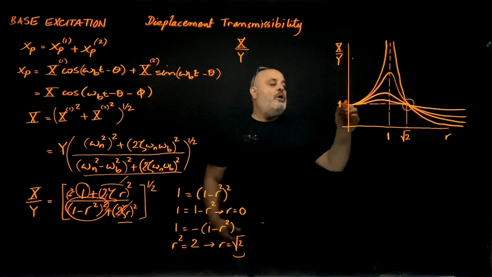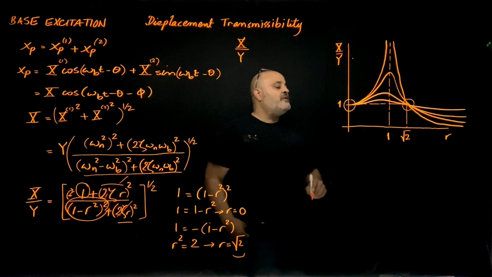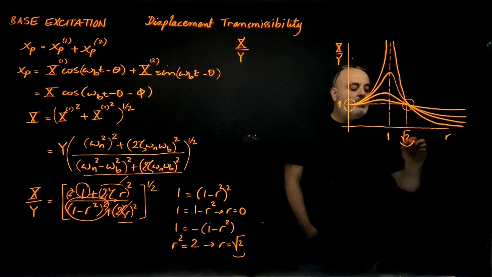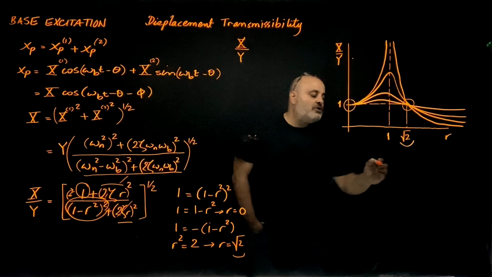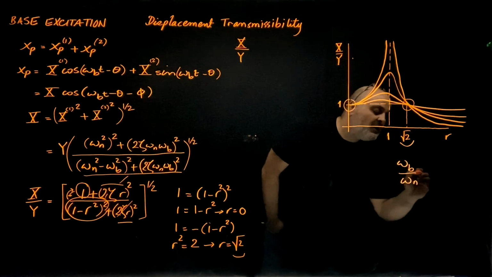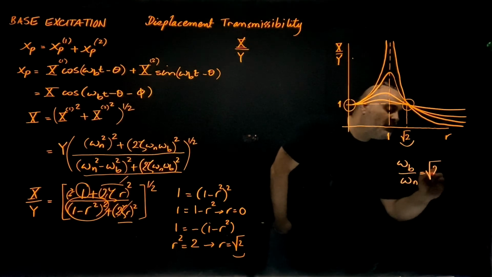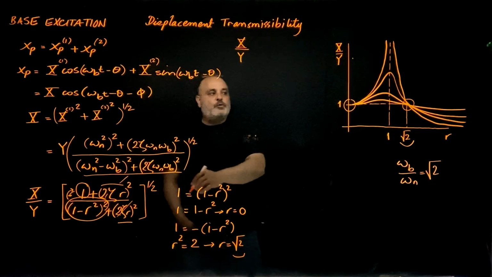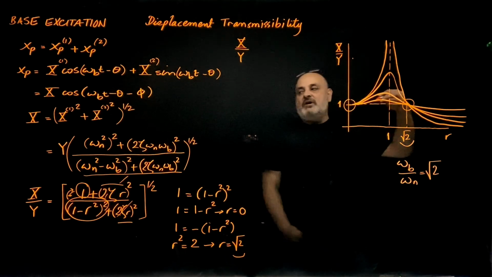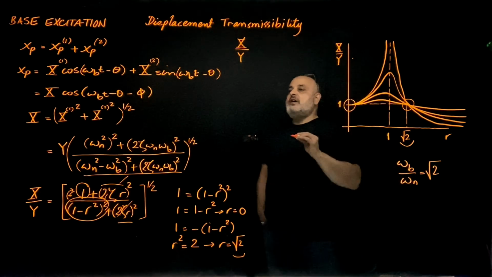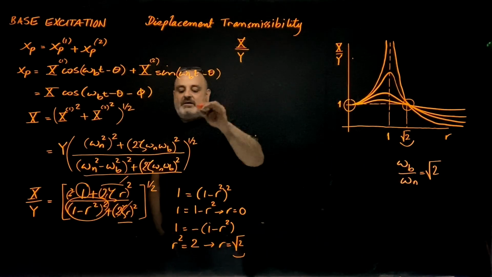So you have 1-to-1 transmissibility for 0 frequency ratio, and when the frequency ratio omega b divided by omega n is square root of 2. That results in a transmissibility of 1, which means that both the mass and the base will have the same amplitude of motion, but the phase might be different.